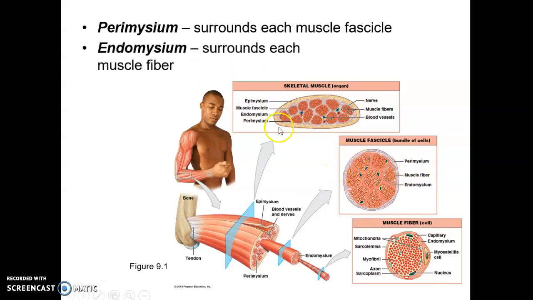Within each fascicle, there are individual muscle fibers. Remember, a muscle fiber is just a muscle cell. So this fascicle has 1, 2, 3, 4, 5, 6, 7, 8 muscle fibers in cross-section. If we look at just one muscle fiber, it itself is surrounded by connective tissue called the endomysium, for inside of. Endomysium surrounds each muscle fiber. These connective tissue sheaths are throughout the muscle, and at the ends of the muscle, they all merge together at the attachment to the bone, in this case, the tendon.